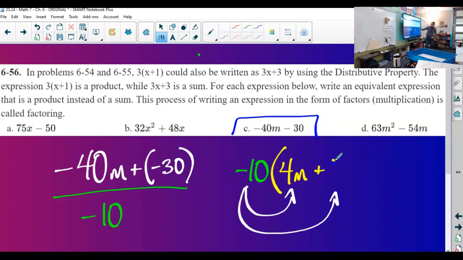Wait, three. Just 3, right? Because the negative is in the 10. So just 3.